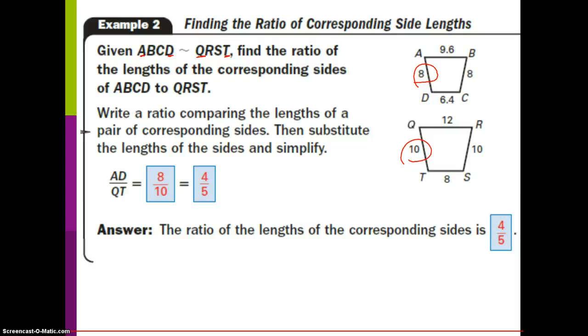Again, you could pick any side that was corresponding. Like I could have done BC, which was in the middle of the order, and then RT, again that's actually still 8 over 10. I could have also done ST and CD, and again that should simplify to 4/5.